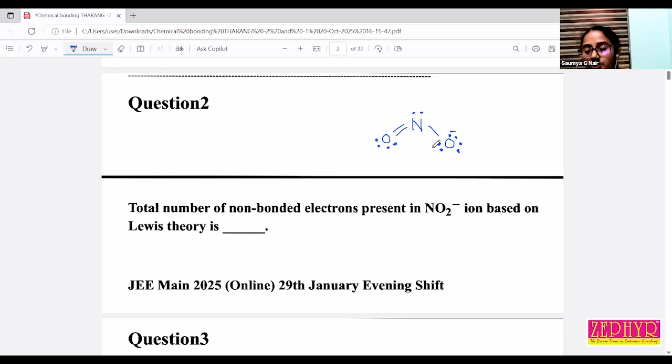How many non-bonded electrons? Not pairs. Non-bonded electrons: here 2, 4, 6, 8, 10, 12. 12 electrons. 12 is the answer. Okay.